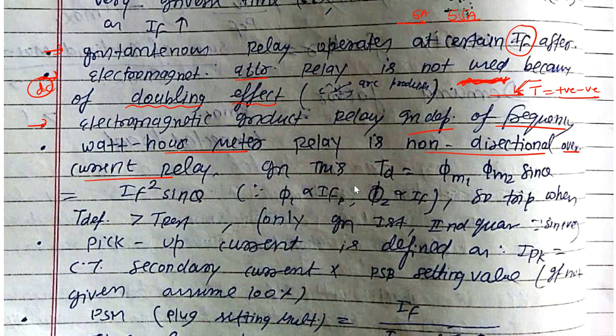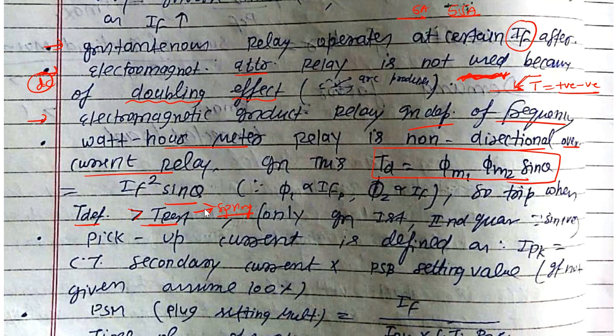In this case we can say the deflection torque TD is equal to phi m1 into phi m2 into sin theta. Generally, if phi m1 and phi m2 carry the same current, it is IF square into sin theta. What will happen when the switch is going to trip? Whenever the deflection torque is more than the restraining torque. Restraining torque here means nothing but a spring generally. Then it is going to operate, otherwise it is not going to operate. We can simply say it's a threshold value.